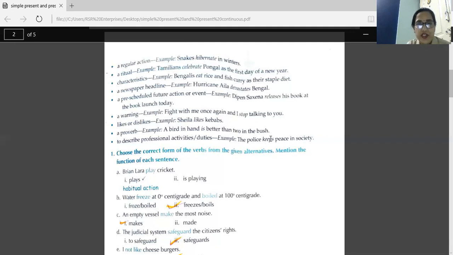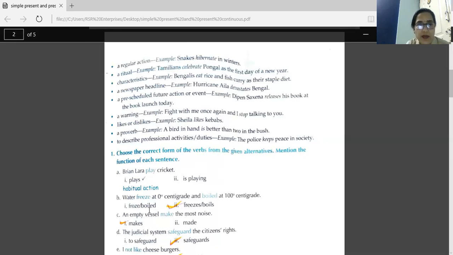I hope you have understood. Examples are already given there. Now, let's see this exercise. What we have to do here. Choose the correct form of the verbs from the given alternatives. Mention the function of each sentence. Okay. First, it's here. Brian Lara play cricket. Now, Brian Lara is singular subject. So play is wrong and correct is plays. And this is habitual action.